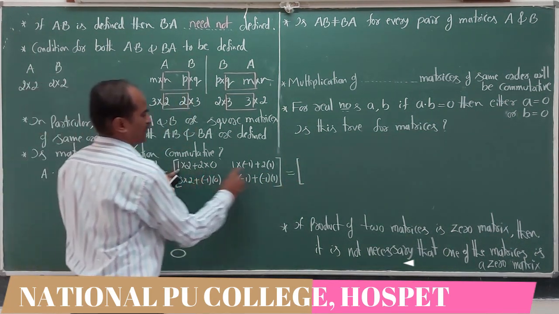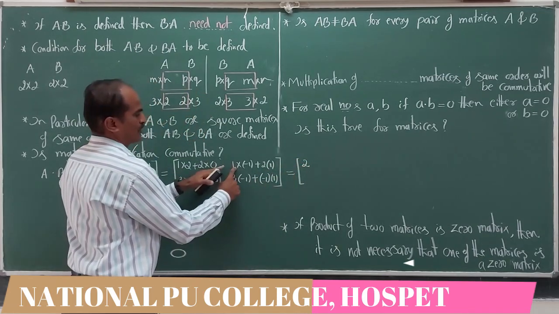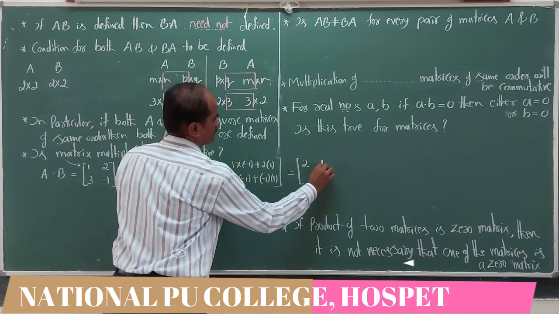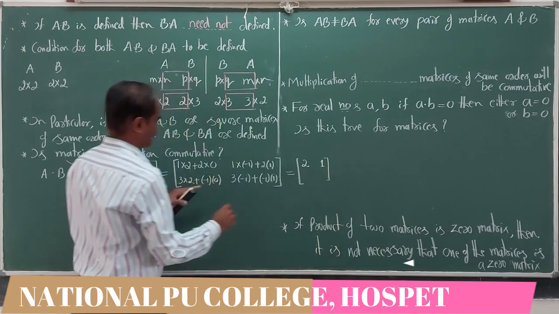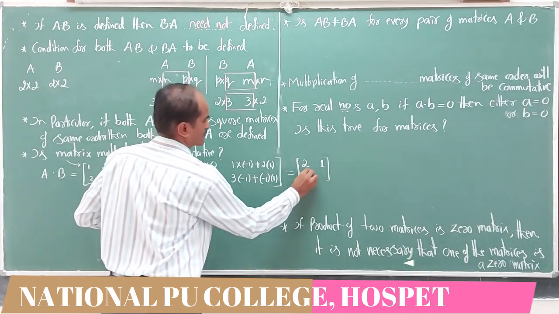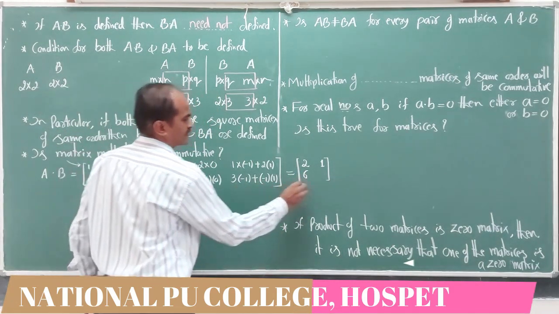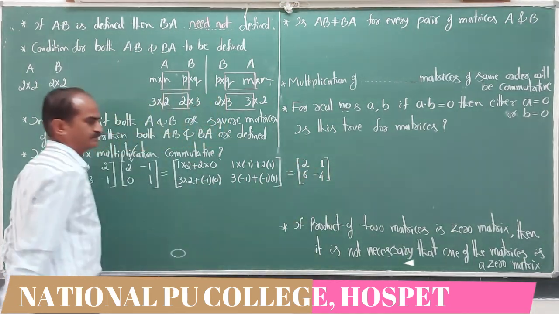It is 2 plus 0, 2, minus 1 plus 2, 1, 6 minus 0, 6, minus 3 minus 1, minus 4.